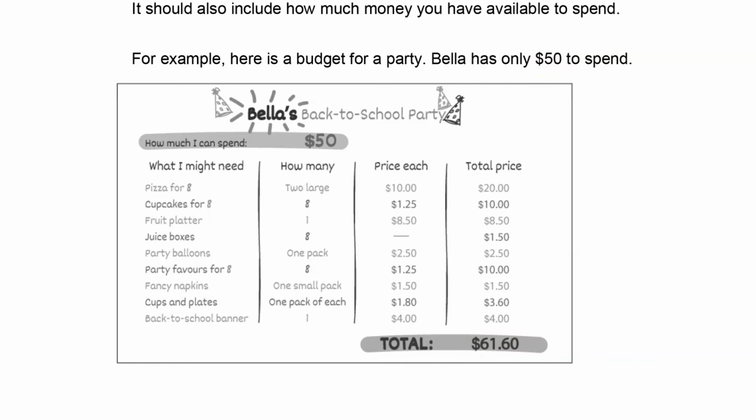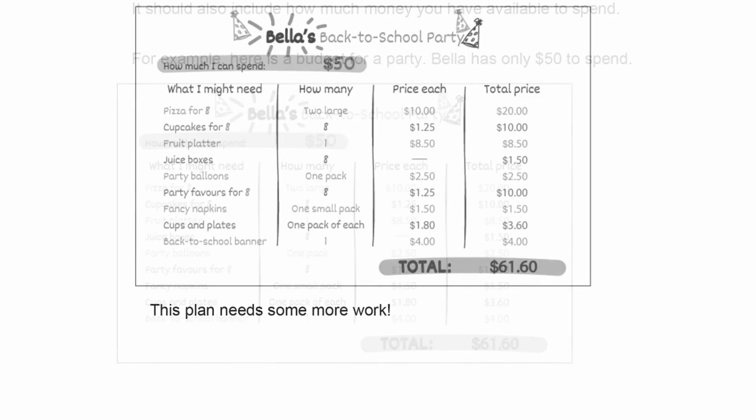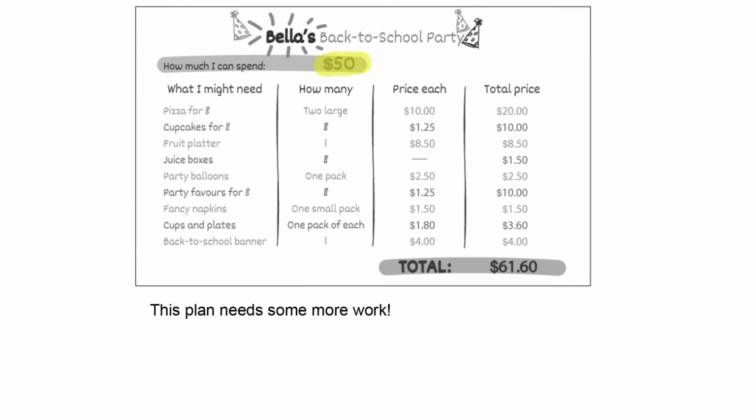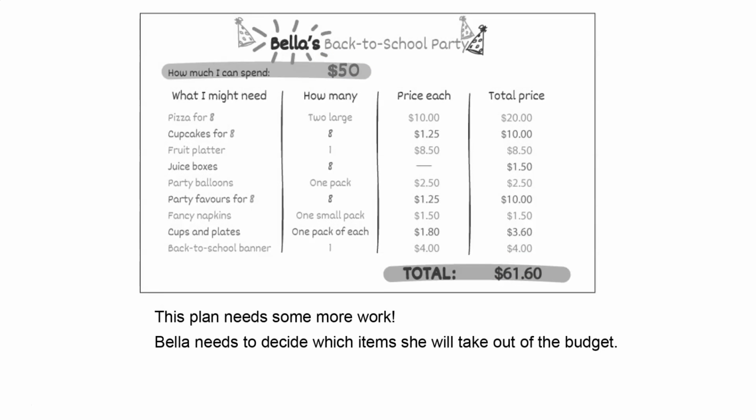So the planning has helped her make the decision in advance of actually purchasing things. So clearly this plan needs some work. The budget only has $50, but the costs are going to be $61.60. Bella needs to decide which items she'll take out of the budget. In other words, which items is she not going to buy for the party. So she's got to take out $11.60.